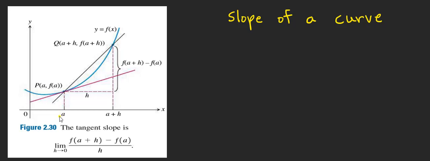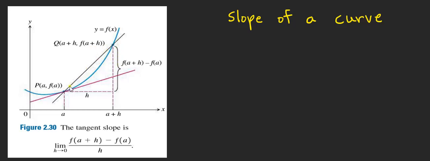So let's say you have an x value, and the y value of that point will be f of a. Now there's a distance h. So this x value right here is a, here's h, so that will be a plus h. And what is the y value when x equals a plus h? That is f of a plus h. So you have to understand how they got a plus h and f of a plus h.